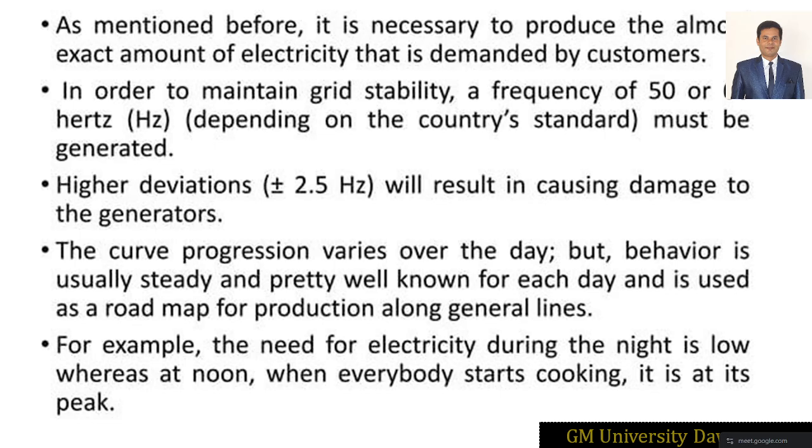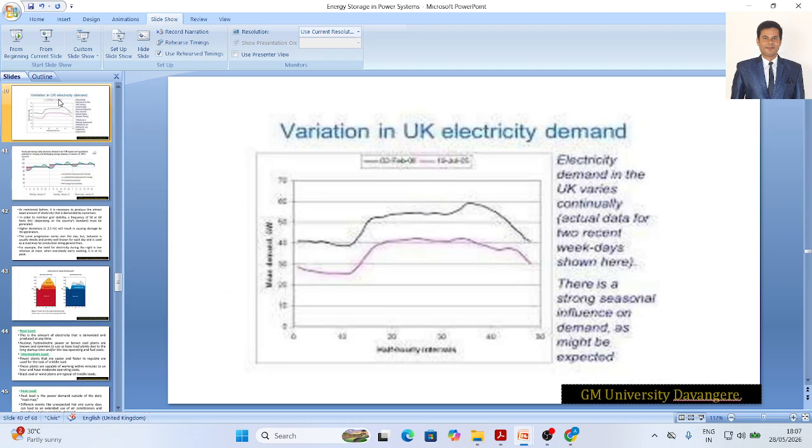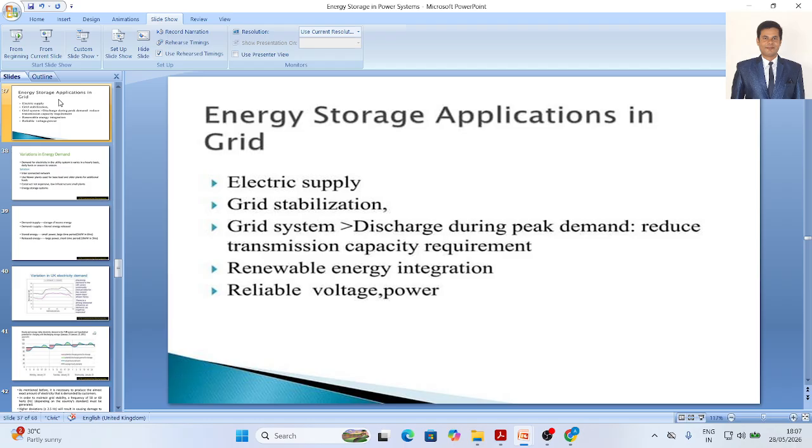In grid stability, why do we use voltage? We have to maintain the frequency, isn't it? So that is the concept I told, isn't it?